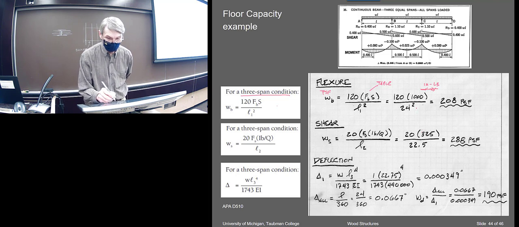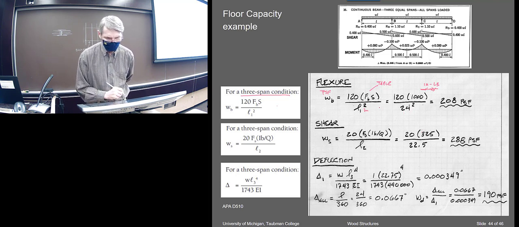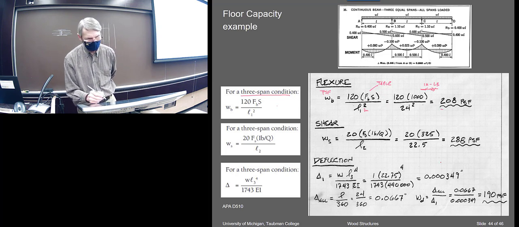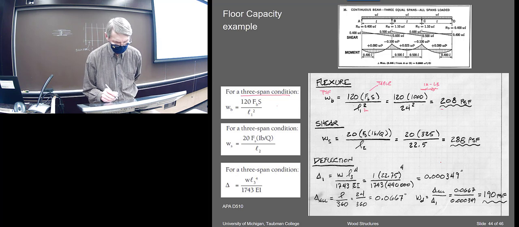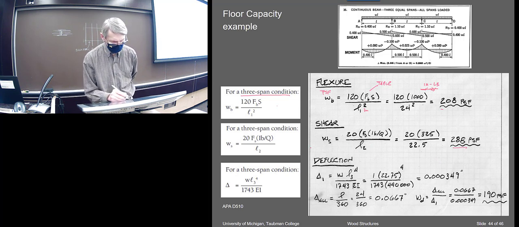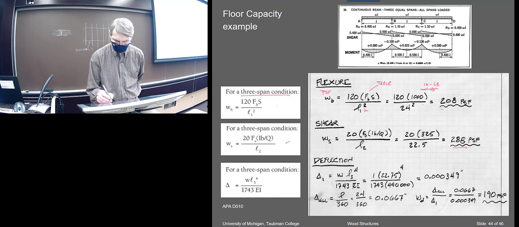So you have to put this in inches and that in from the table. And then you get, wow, okay, 208 PSF. That looks good. The shear, we got 288 using this equation here. And again, the value from the table. And here we've got the EI that came out of the table.